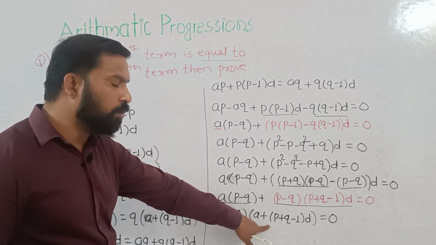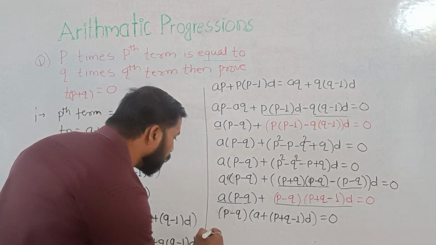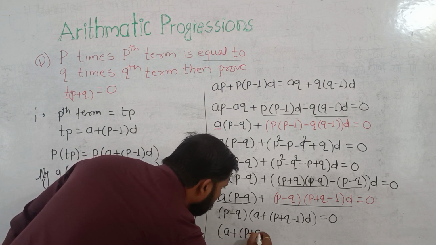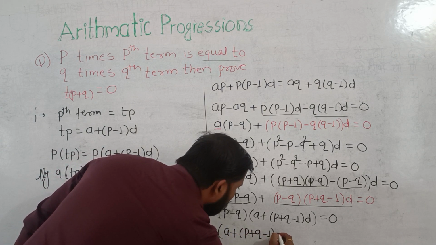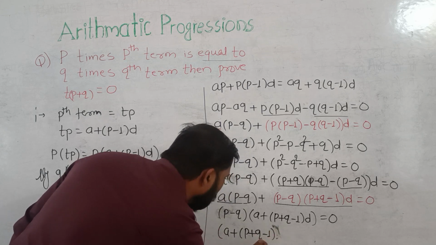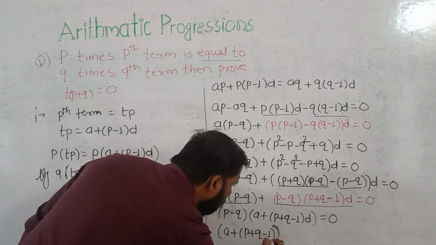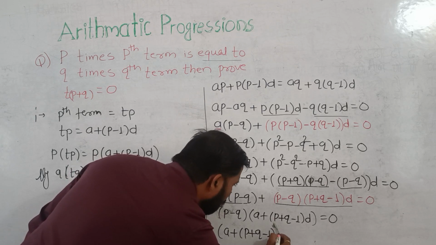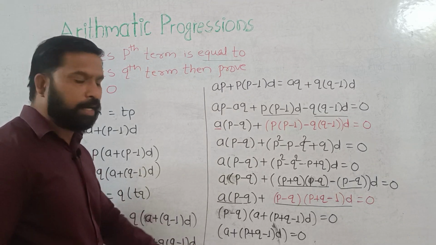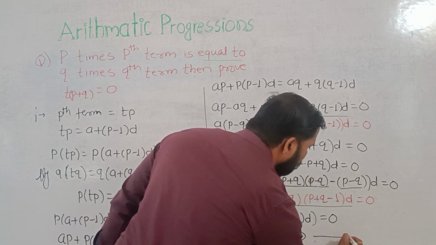Who is equal to 0? This is equal to 0. Who is equal to 0? A plus P plus Q minus 1, bracket close, sorry, this bracket, into D is equal to 0. It is equal to 0 and I will number it as 1.